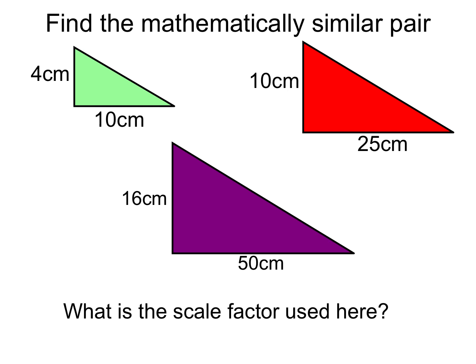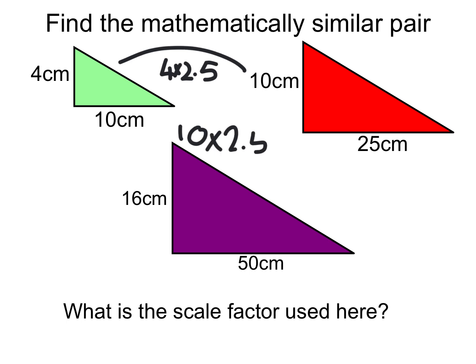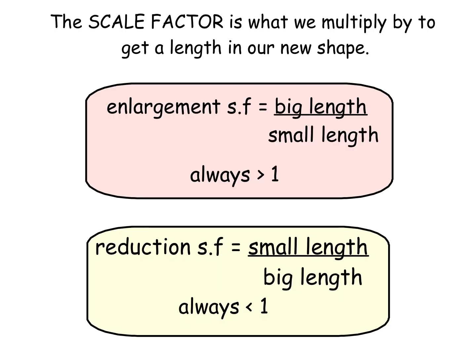So the last option is to look at the green to the red. And it's got that same scale factor that I used before. Bad examples by me. 4 times 2.5 gives me 10, and 10 times 2.5 gives me 25. So these are the mathematically similar ones. So let's go down to action and do some actual questions.